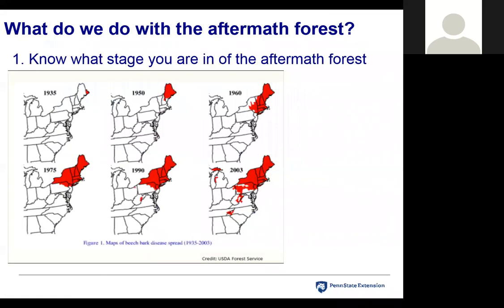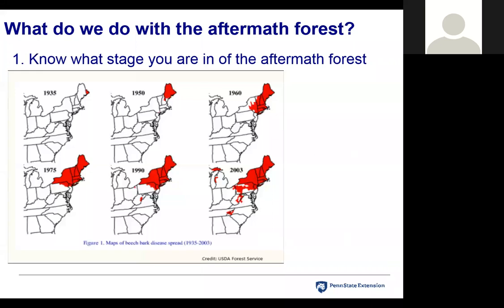So again, what do we do with the aftermath forest? I just want to remind you that it can actually depend on what stage you are in the aftermath forest. So again, I kind of want to remind our guests from Pennsylvania to think about the fact that we are not very far along, and that you actually might see more understory beech development in the future.